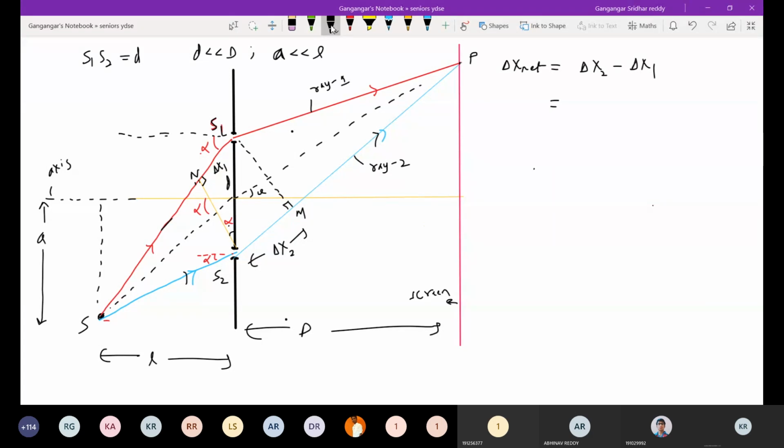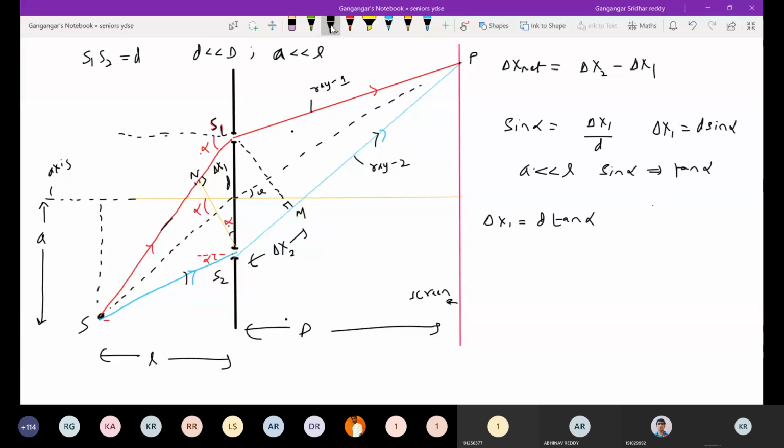So delta x2 we already know from geometry. Directly I write it as dy by capital D. Delta x1, how to calculate it? Let me do the calculation. So sine alpha equals delta x1 by d. So what is delta x1? d sine alpha. As A is very much less than L, sine alpha we can write as tan alpha. So delta x1 equals d tan alpha.